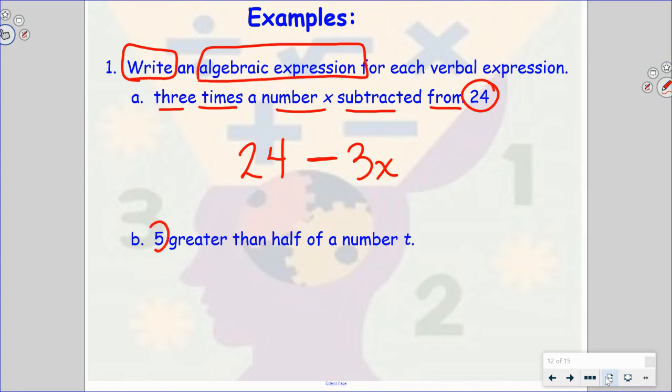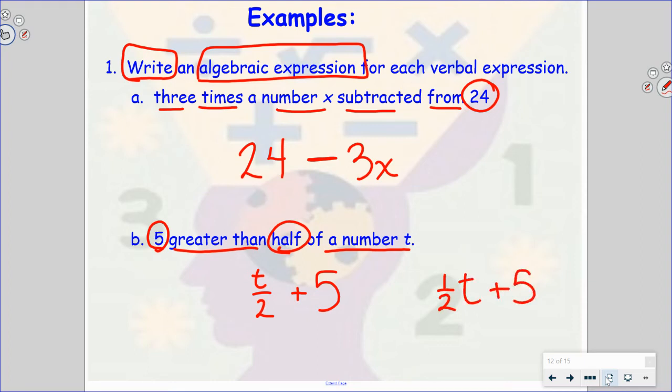Take a look at part B. 5 greater than half of what? Half of a number t. But hold on, we're not starting with 5. We're starting with half of t, and then we are increasing it because it's 5 greater than that. Again, if you'd like to or prefer to write 1/2 of t plus 5, you may do so.